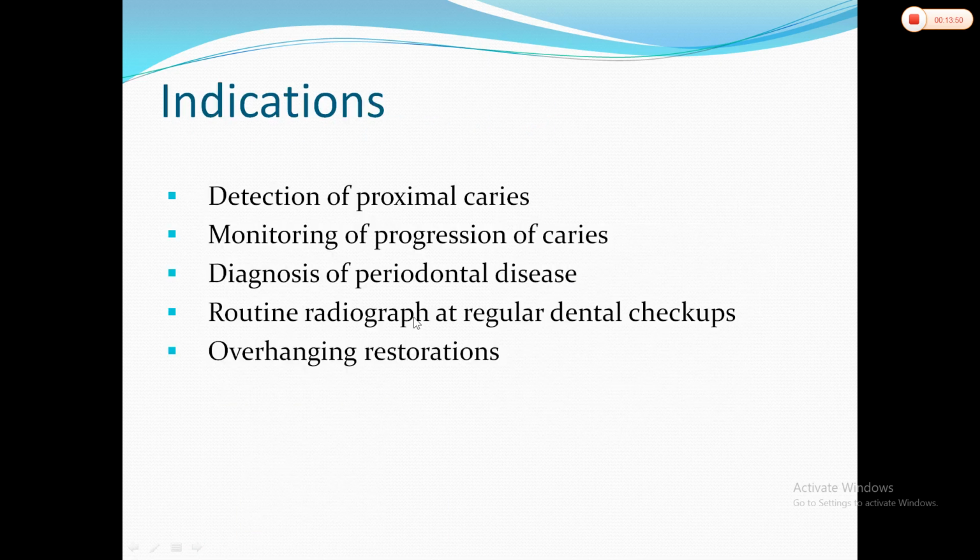Coming to the indications, these bite wing radiographs are used for detection of proximal caries, monitoring of progression of caries, diagnosis of periodontal disease, as a routine radiograph at regular dental checkups, and it is used to check the overhanging restorations also.